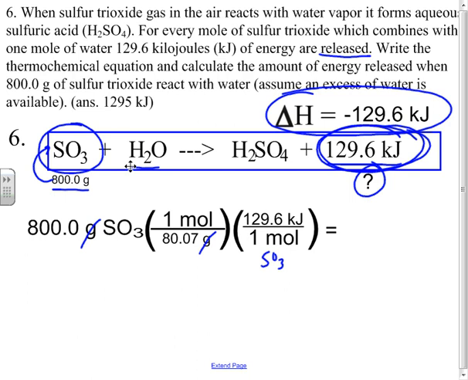Note we're not carrying the negative sign here because we just want to know the quantity, and that then equals 1,295 kilojoules. Moles of SO3 canceling out. So again, pretty simple calculation, grams to moles to kilojoules.